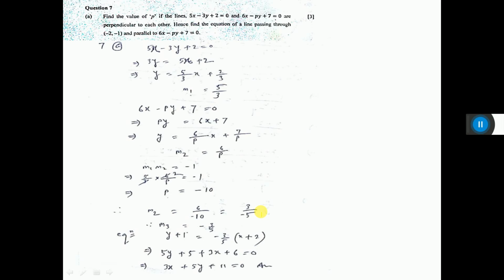Then this one: find p if the lines are perpendicular to each other. Perpendicular means you find the slope from here and the slope from here. Then since they are perpendicular, m1 into m2 will be minus 1, and you will get p. Now to find the equation, use y minus y1 equals m into x minus x1. Here is the point x1, y1, so y minus y1 equals m into x minus x1.